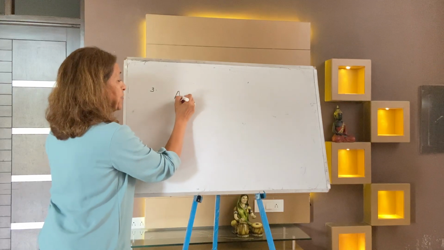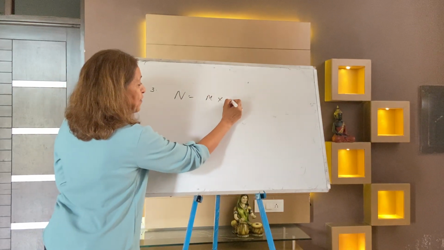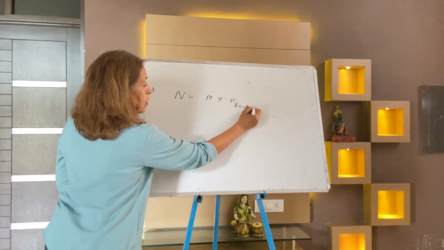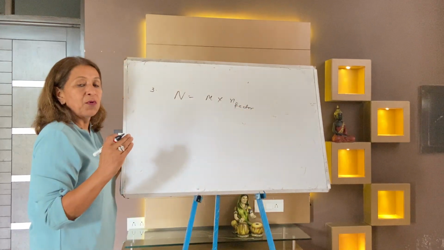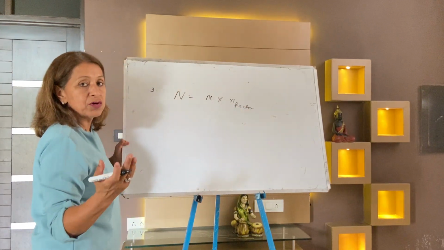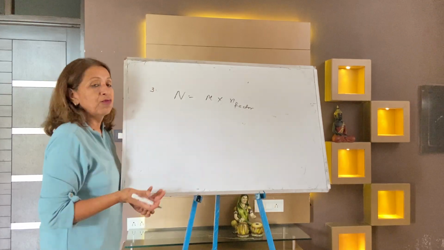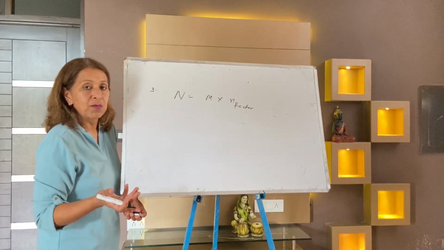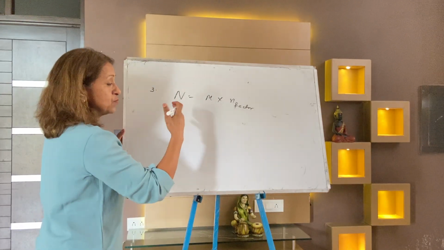So write down: normality is equal to molarity into n factor. Direct numerical. Normality is equal to molarity into n factor. What is the n factor? Whenever you want to calculate normality or molarity, many times this formula is very useful.